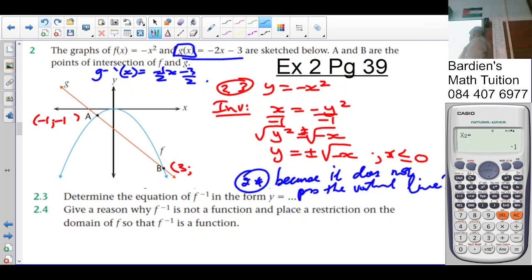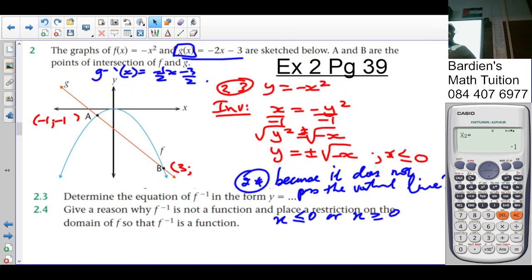And the question is, how can we restrict the function so that the inverse is a function? So how can we place a restriction on f of x, which is a function, so that its inverse can be found? By saying x is less than or equal to 0, or more than or equal to 0. It's as easy as that, okay?